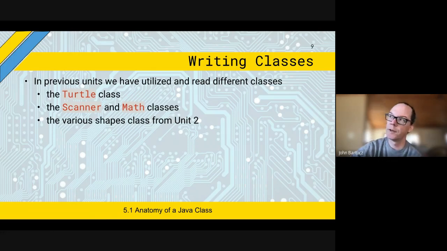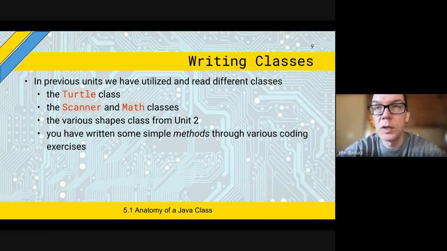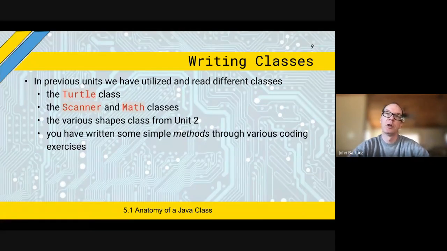The scanner we used for the guessing game. And then we used various shape classes from Unit 2. So we've also written a few simple methods, right? You've done that both in the CS Awesome textbook and on the quizzes and exam. You filled in methods, but I didn't make you write any from scratch. Really come up with your own. You were just filling in the bare bones for the questions, and we're actually going to get into writing them from scratch now.